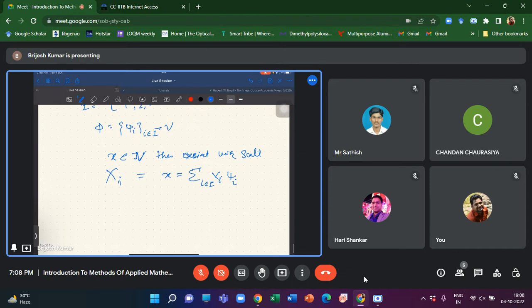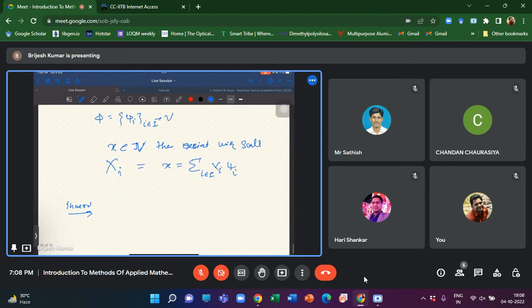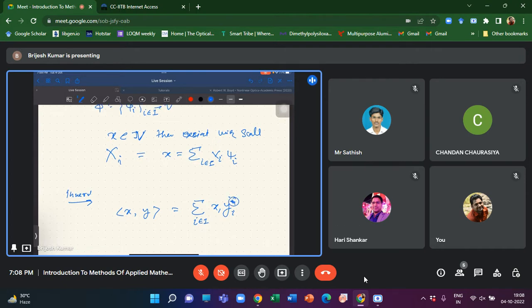Also, the inner product of two vectors in this vector space, let's say x and y, is defined as the summation over i in I of x_i y_i star, where star denotes the complex conjugate of y_i.